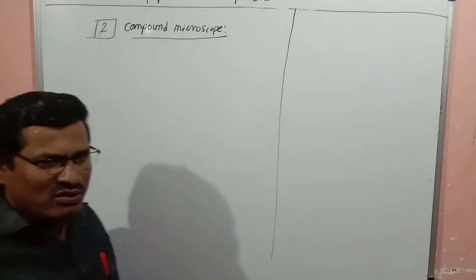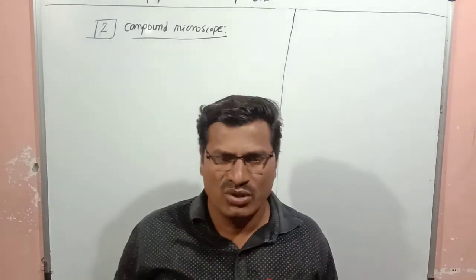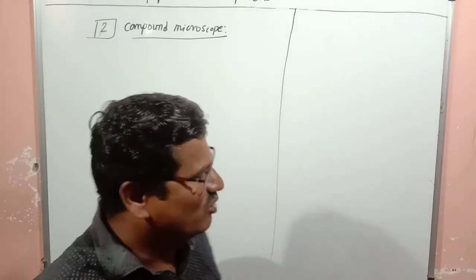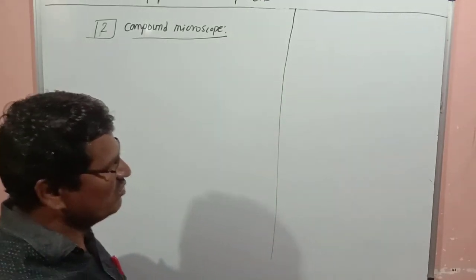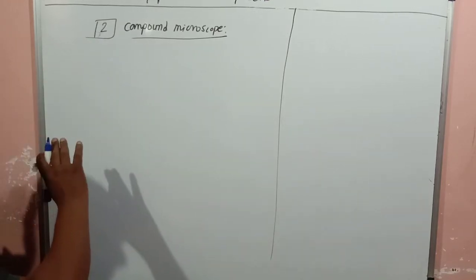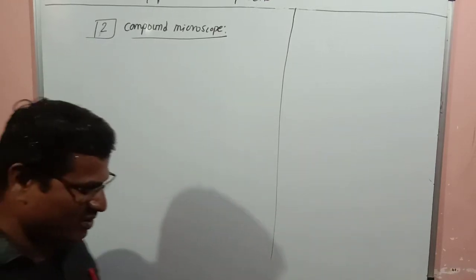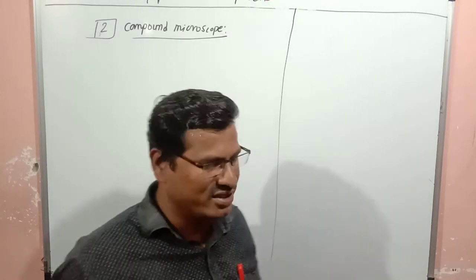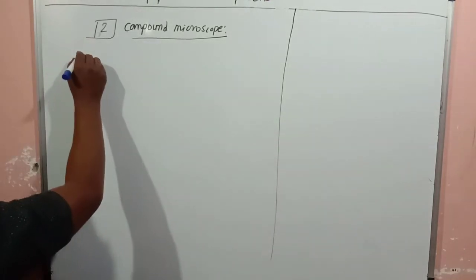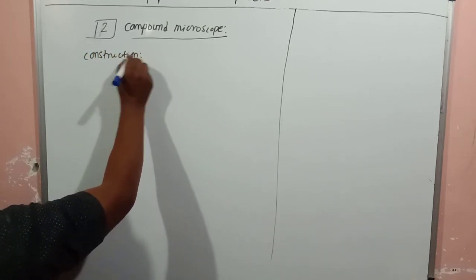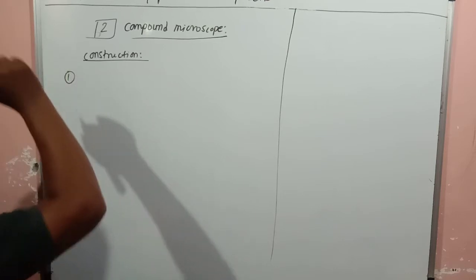First we'll take points and then draw a diagram according to them. In that, you can write construction, working and uses. Like this we will take. First we will take construction.